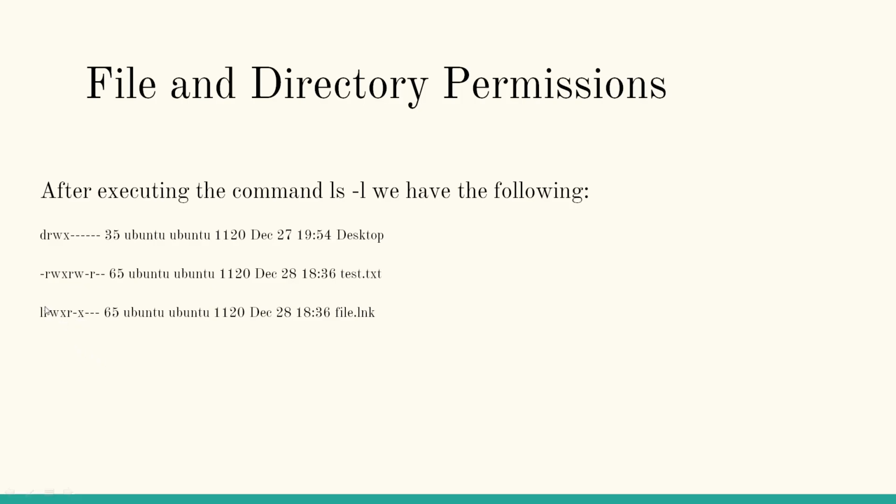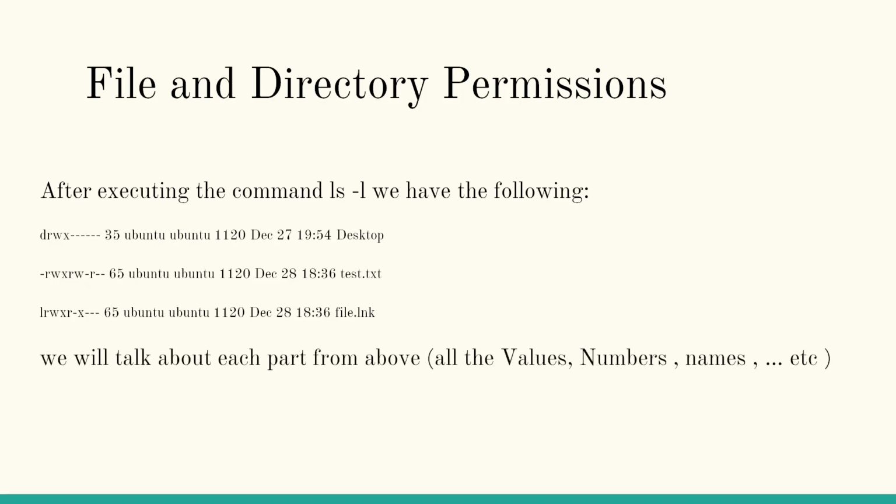As you can see, the first 3 bits are for the owner, the second 3 bits for the group, and the third 3 bits for the others. So what are the permissions for the others? Are they allowed to use this file? No, they are not allowed. Correct. Now, don't worry. We will talk about each of these parts, all values, numbers, names, etc. in the next few slides.